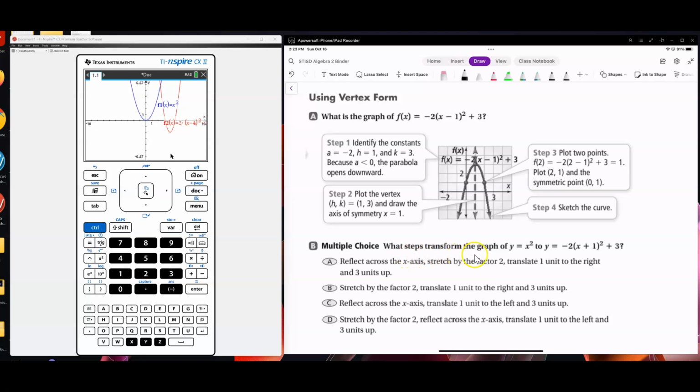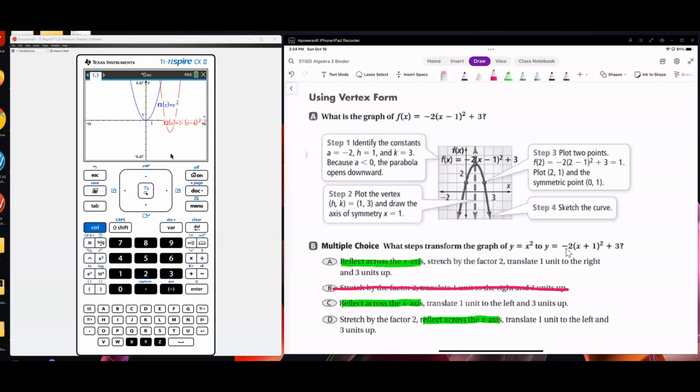Okay, question or problem B, multiple choice. What steps transform the graph of y equals x squared to y equals -2(x + 1)² + 3? You notice that the negative is going to reflect. So we're going to look for the answer choices that say reflection across the x-axis. So we know A says reflection across the x-axis. We know C says reflection across the x-axis. And we know that D is reflection across the x-axis. So I'm going to go ahead and eliminate D.